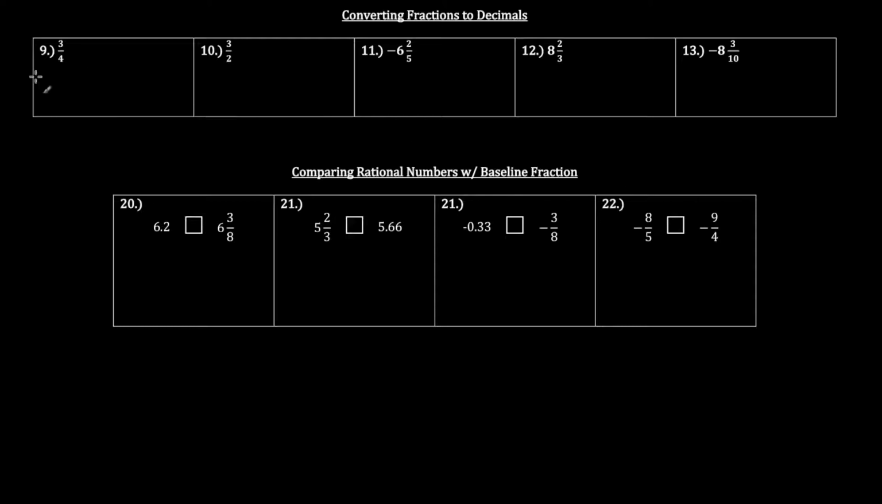We know that 1/4 was 0.25. So 3 of them, it would be 25, 50, 75. So this is 0 and 75 hundredths.